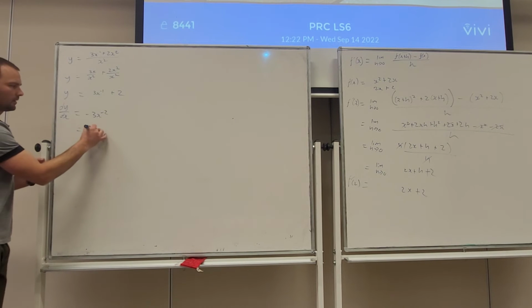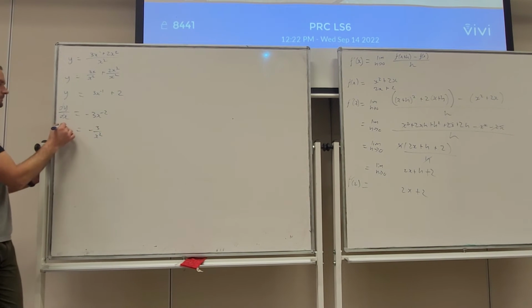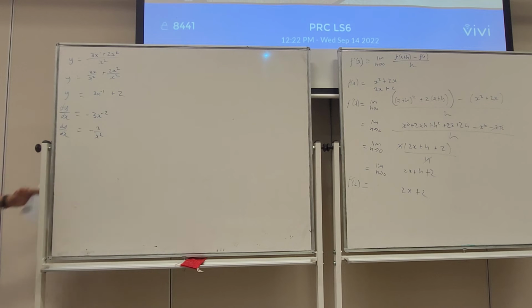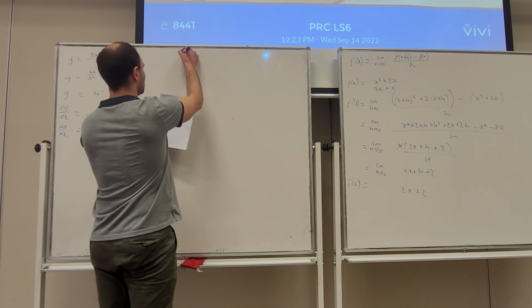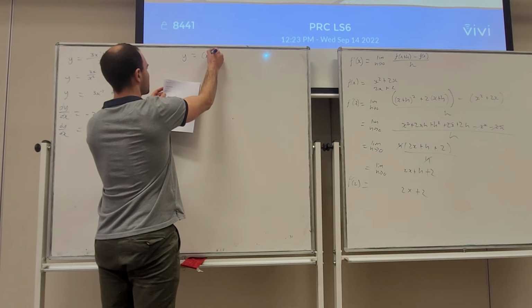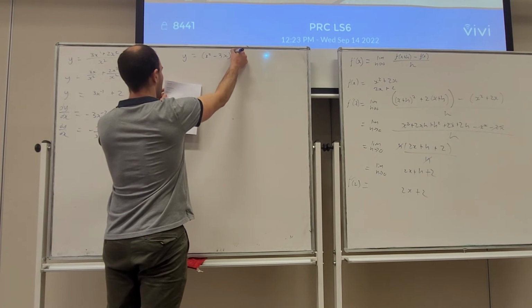And how could that be written? Minus 3 on x squared. Okay, chain rule. We've got y equals x squared, take 3x, power of 5.